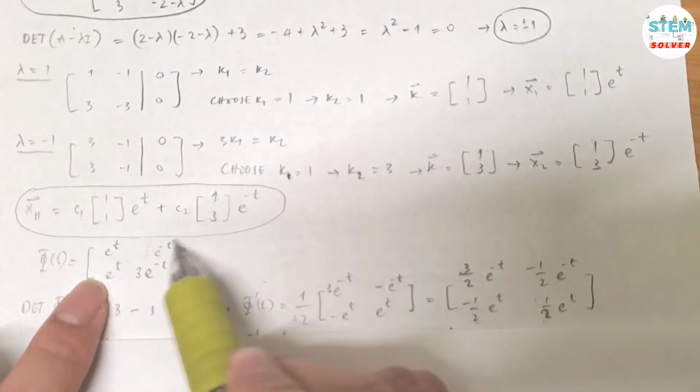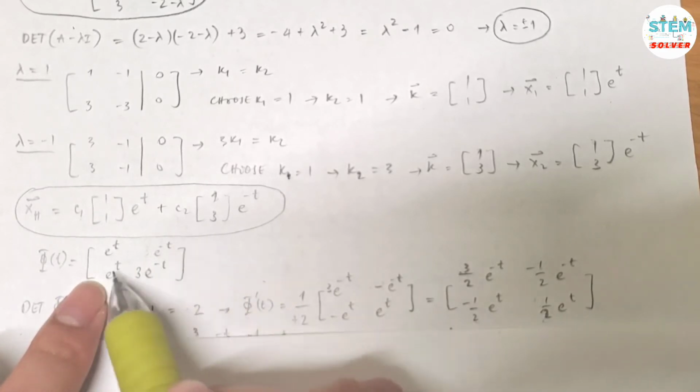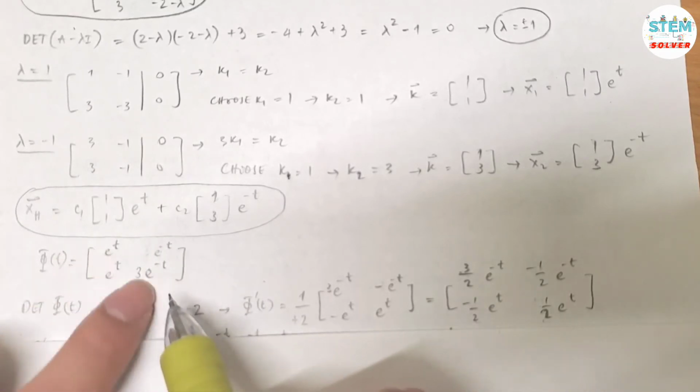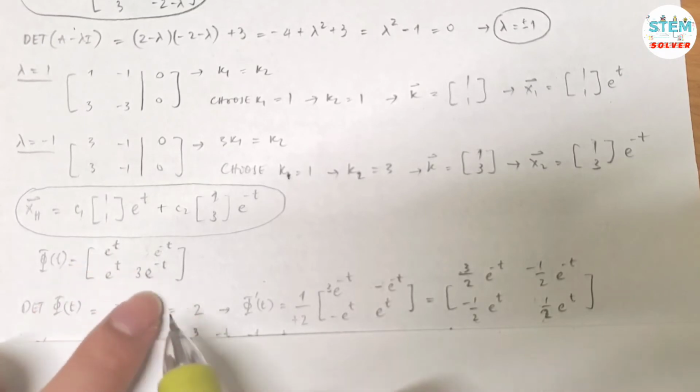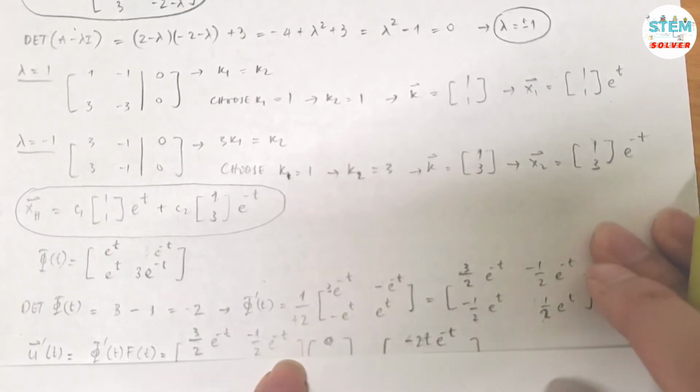which is 1 over determinant times this matrix. So for the upward diagonal line, you add the negative sign in front of this entry and this entry. For the downward diagonal line, you switch the position, so bring this up and bring this down. Okay, and then multiply by 1/2, that gives you this matrix.